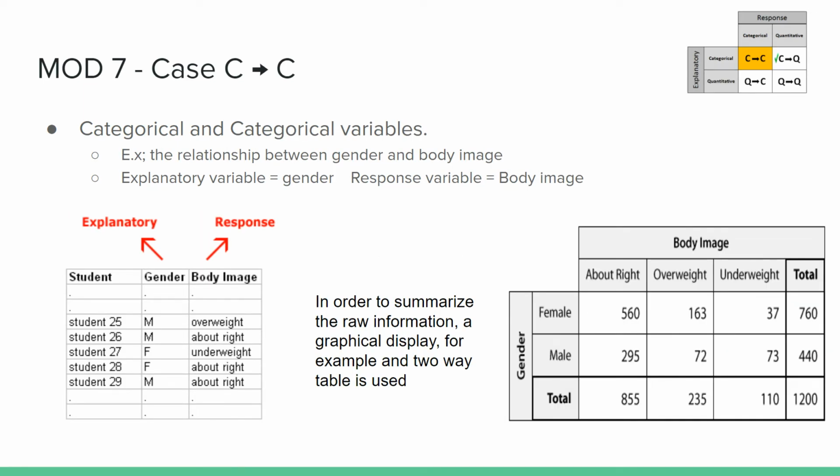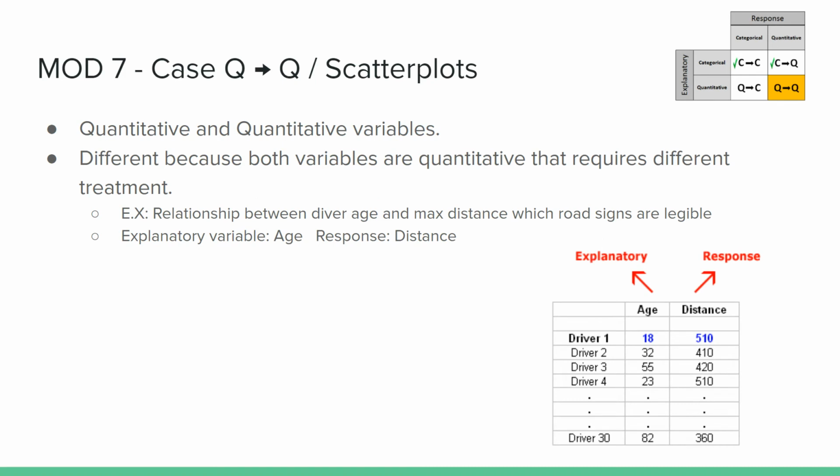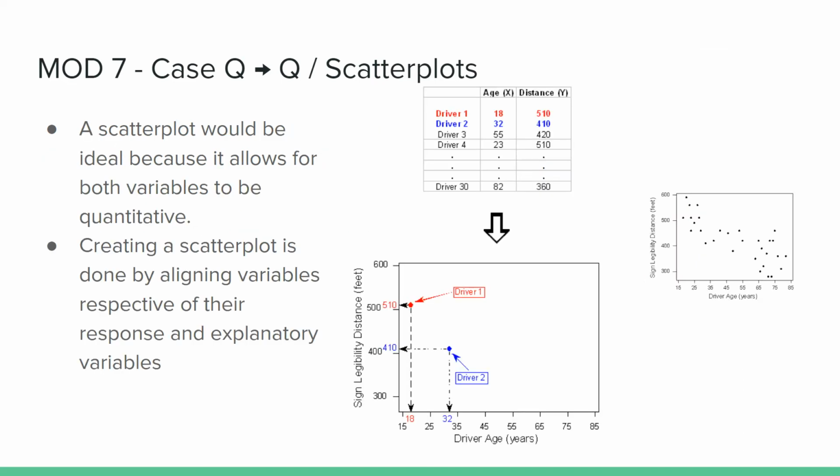Categorical and categorical variables do not typically use scatter plots or anything that will require numerical values. An example of categorical and categorical variables would be something like gender and body image. Quantitative and quantitative variables require different treatment than categorical and quantitative. One way to graphically display quantitative and quantitative variables is through scatter plots.